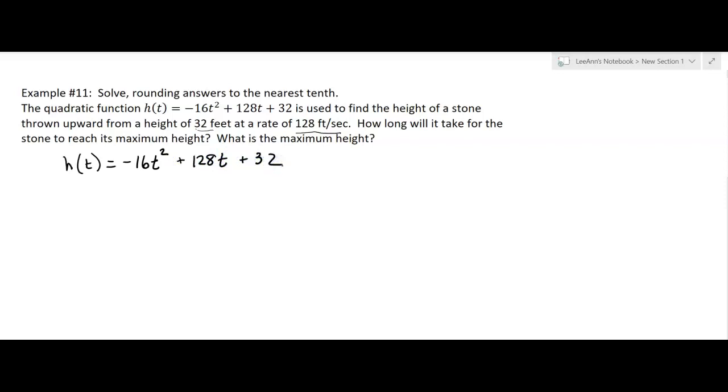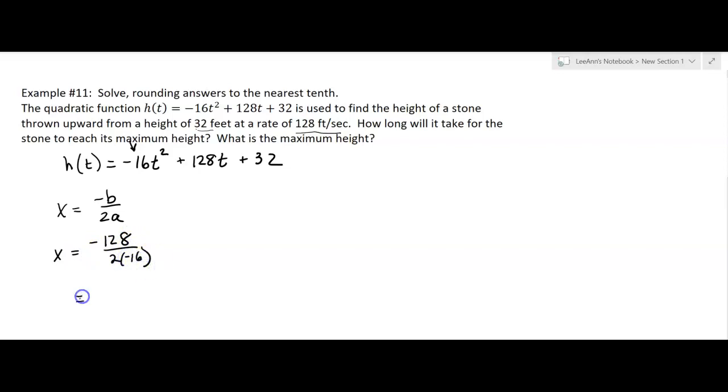Okay, now it says, how long will it take for the stone to reach its maximum height? What is the maximum height? So they want us to find a maximum. That means we must have an upside down parabola. But we do because it's got a negative 16 at the beginning, right? Okay. So when we want to find a min or a max, we're going to find the vertex. So x is equal to the opposite of b over 2a. So our x is going to be the opposite of 128 over 2 times negative 16.